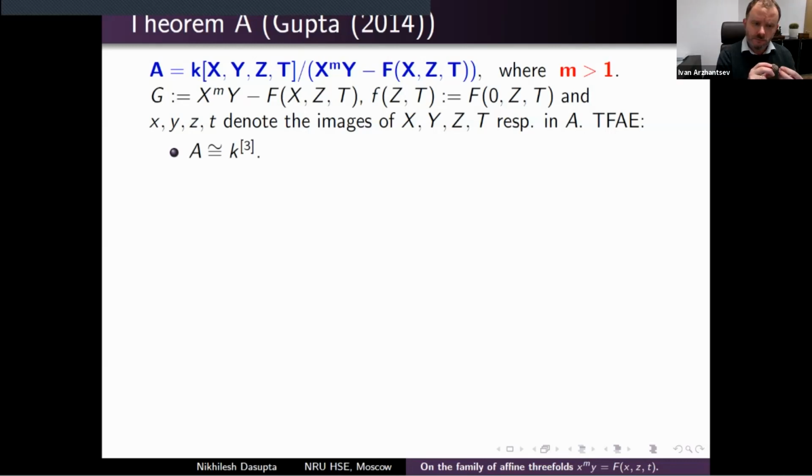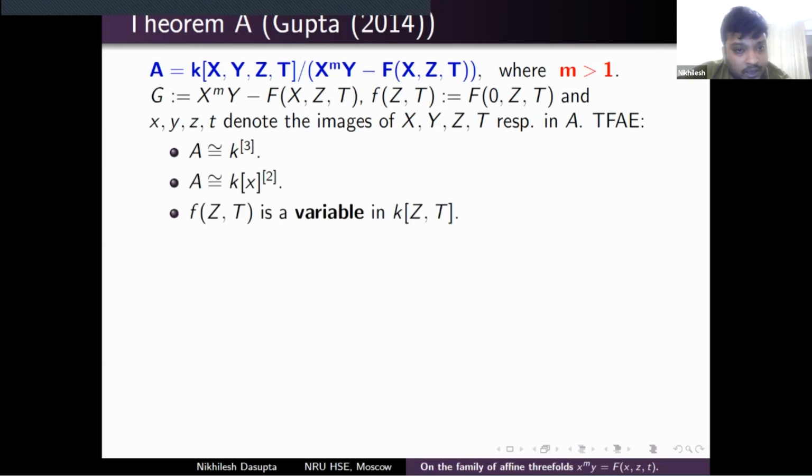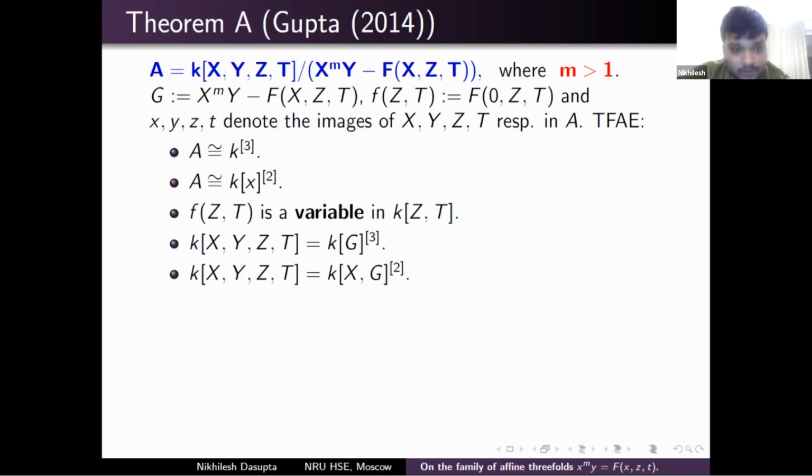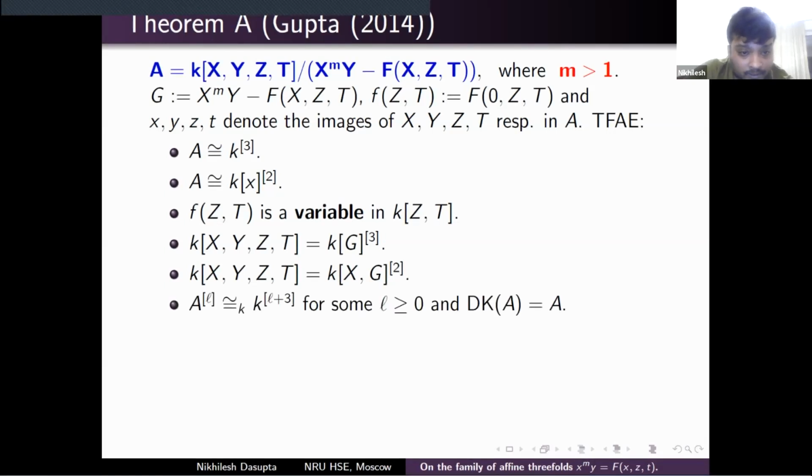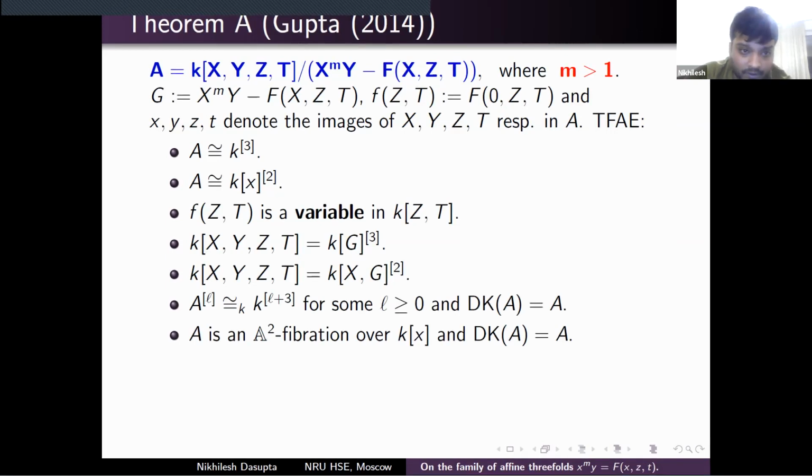A is isomorphic to K^[3]. A is isomorphic to K[x]^[2]. f(z,t) is a variable in K[z,t]. K[x,y,z,t] is K[G]^[3]. K[x,y,z,t] is K[x,G]^[2], which says that G is a variable along with x. A is stably a polynomial algebra, and the Derksen invariant is the whole ring. A is an A^2-fibration over K[x], and the Derksen invariant is the whole ring. K[z,t]/(f) is K^[1], and DK(A) is A.